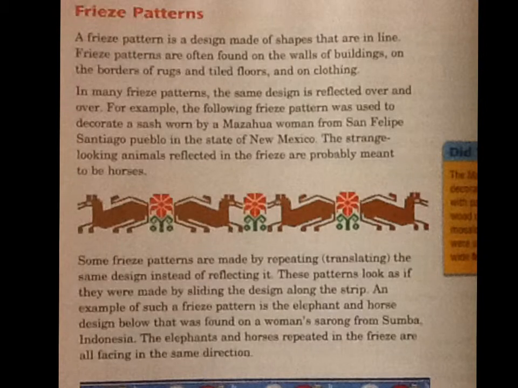Today we're going to look at something called frieze patterns. It says, a frieze pattern is a design made of shapes that are in line. Frieze patterns are often found on the walls of buildings, on the borders of rugs and tiled floors, and on clothing. In many frieze patterns, the same design is reflected over and over. For example, the following frieze pattern was used to decorate a sash worn by Mazahua, a woman from San Felipe, Santiago Pueblo, in the state of New Mexico. The strange-looking animals reflected in the frieze are probably meant to be horses. So that's this picture right here.